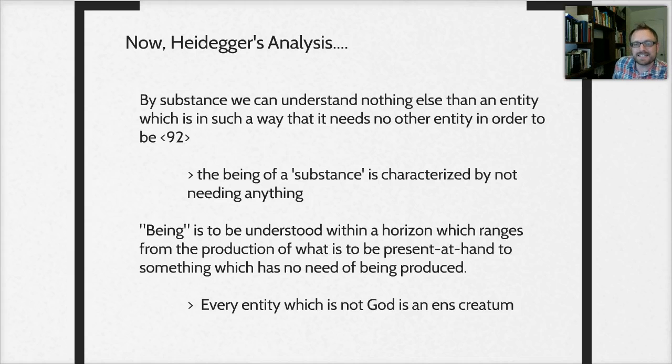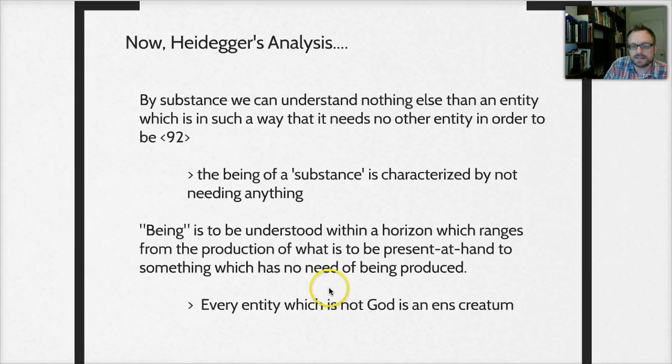Now, being is to be understood within a horizon which ranges from the production of what is to be present at hand to something which has no need of being produced. Okay, so when we talk about being of things, you can see that it ranges all these different ways, from the present at hand to something which has no need to be produced, right? Remember, the cogito, I think, therefore I am, is to put my own existence into the present at hand, right? Now, every entity which is not God is ens creatum. Now, this creates a sort of problem, right?